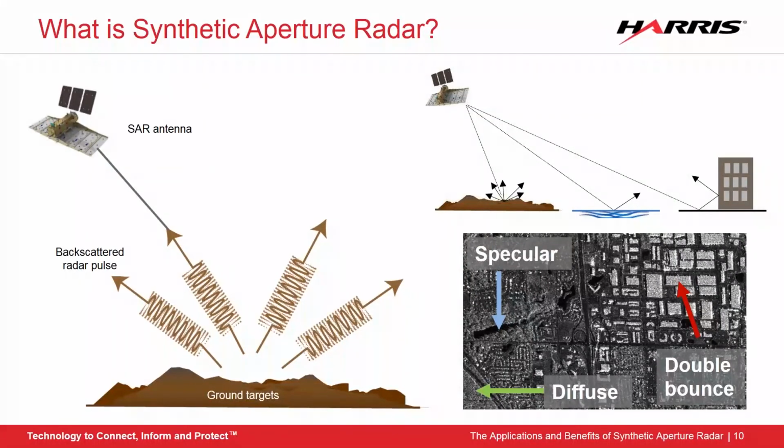The third type of reflection is called double bounce, and this is common in urban areas. This is where smooth surfaces like pavement initially produce a specular reflection, but then that reflected signal encounters a vertical object such as the side of a building, and it's then directed back towards the SAR antenna. And this double bounce reflection results in very bright pixels in your SAR scene.